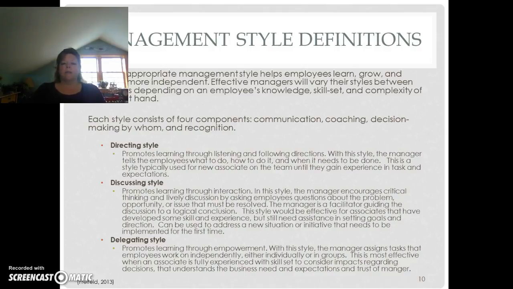Delegating style. So this promotes learning through the empowerment of doing. This style is very important. The manager assigns the task to the employee. They work independently, either individually or in groups, so that they may be leading a certain type of task force. And it's most effective when associates are fully experienced and they have the skill set to consider impacts regarding decisions, understanding, and they really know what the expectation of that goal is. It also requires a lot of trust on the manager.